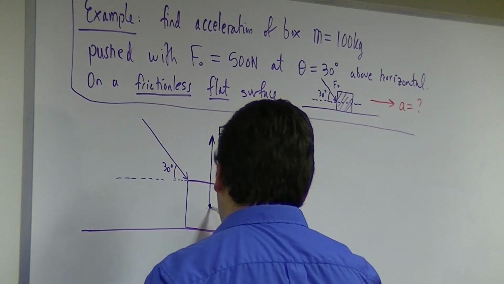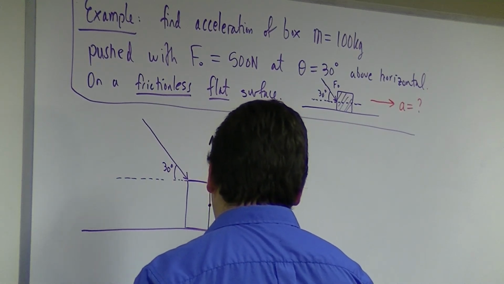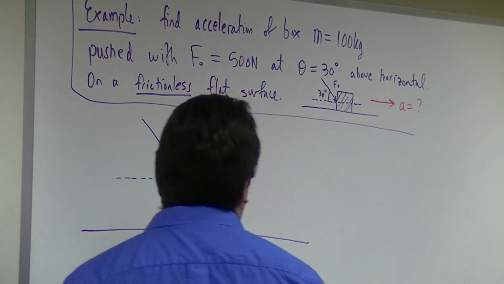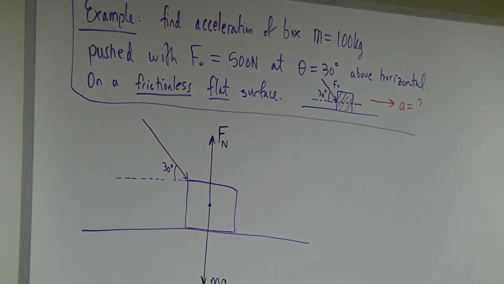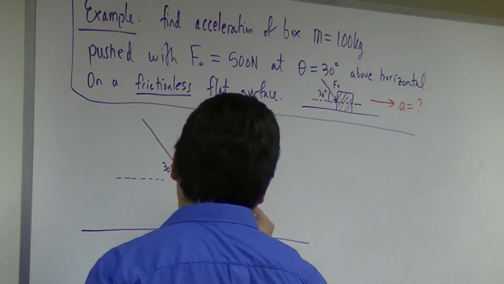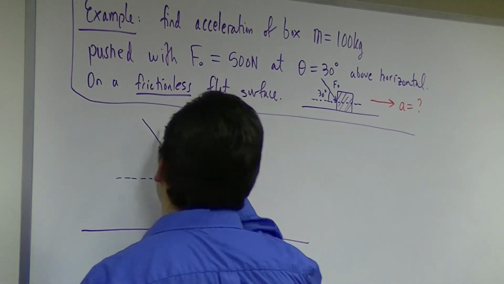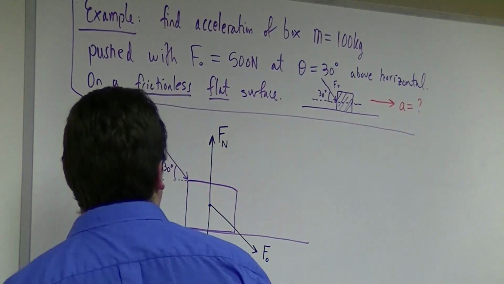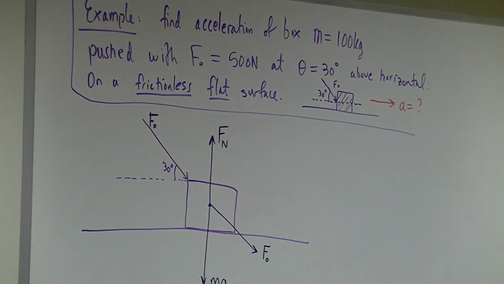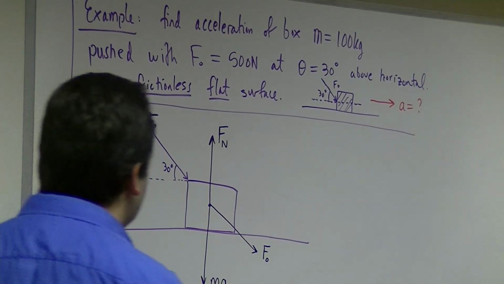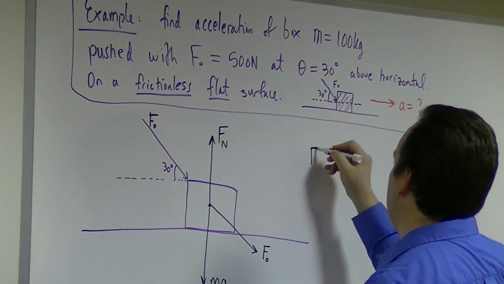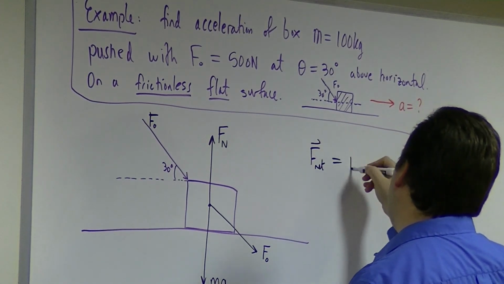Now, there's also gravity, which goes like so. And actually, this would be the weight. Now, the weight of the box would be mg, downward, like so. In the free body diagram, you draw all the forces as if they're acting at one single point. So the other thing I have, of course, is the pushing force, which I called F sub naught. So the sum of these forces is the mass times the acceleration. So the net force is mass times acceleration.